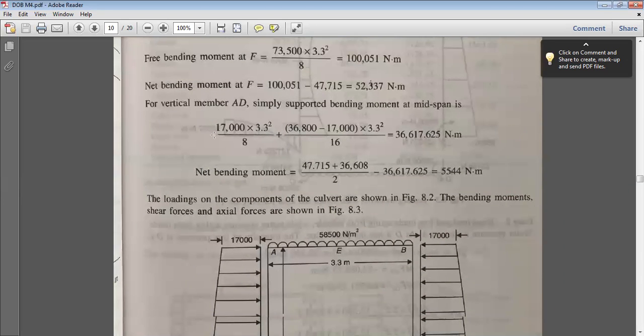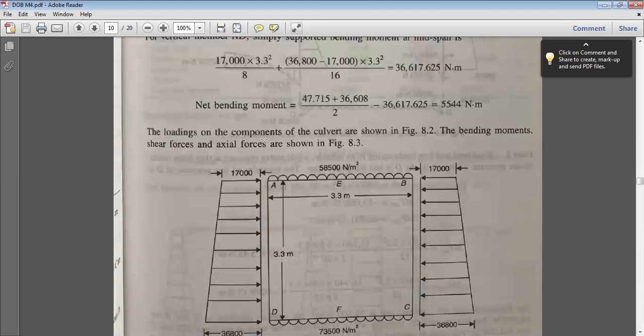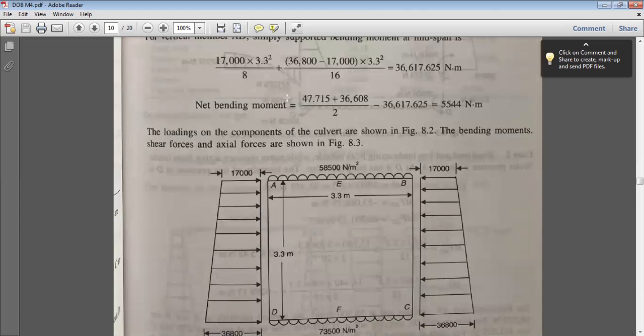Now for vertical member AD, simply supported bending moment at midspan is WL square by 8 plus moment at one end minus moment at other end into L square by 16. So load at one end, that is 36,800 minus 17,000, WL square by 16. That will give you net bending moment at AD for the vertical member.